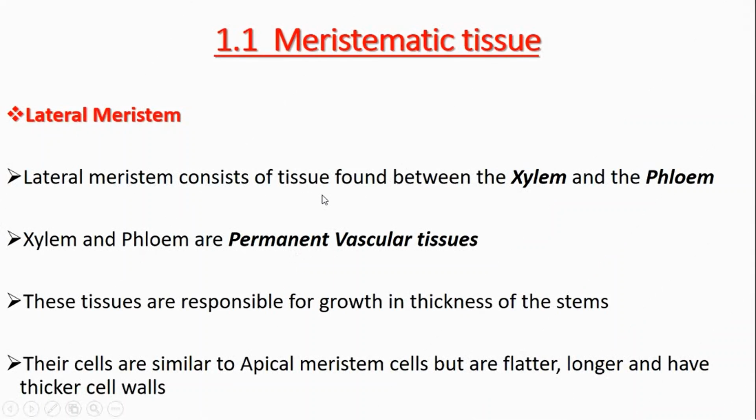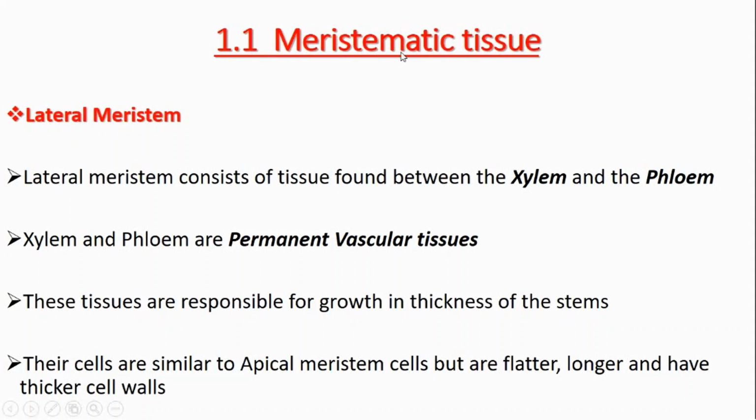Lateral meristem consists of tissue found between the xylem and the phloem. The xylem and phloem are permanent vascular tissues. These tissues are responsible for growth in thickness of the stem. The lateral meristem tissues are responsible for growth in thickness of the stem. Their cells are similar to the apical meristem cells but are flatter, longer, and have thicker cell walls.